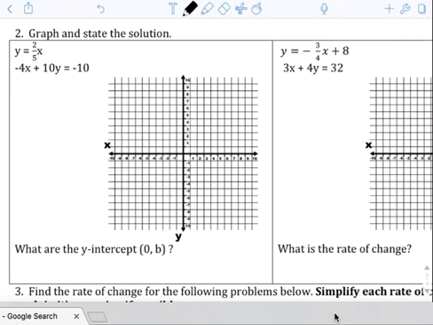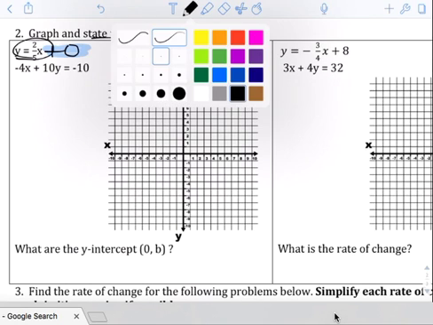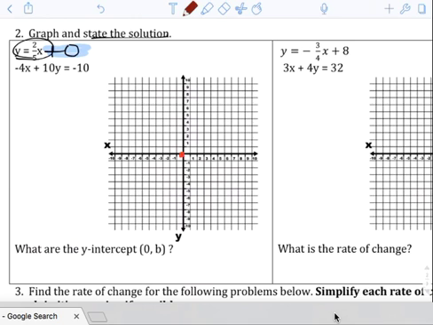Here's graph and state the solution. Okay, I can graph this one. There's nothing, so it's a plus 0. Alright, so 0, 0 is your y-intercept. I'll do it in red so you guys can see it better. 0, 0. Go up 2 over 5, that's the rate of change. Up 2 over 5. Down 2.